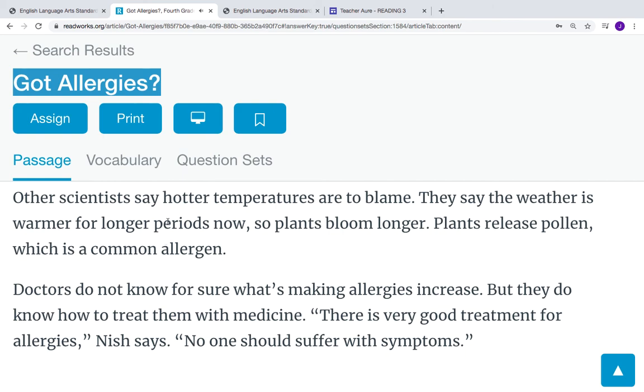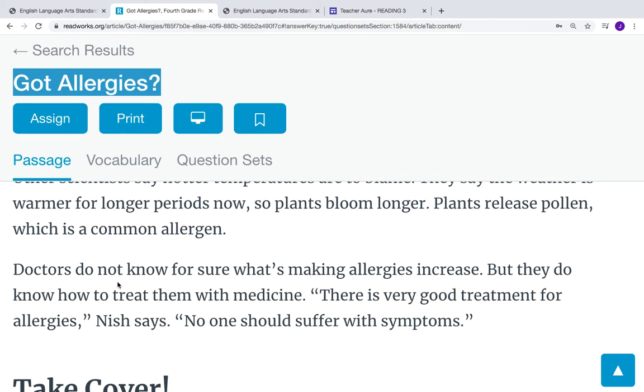So, aside from our immune system not having enough germs to fight, other scientists blame hotter temperatures. With hotter temperatures, the plants are blooming longer, which means they release pollen, and pollen is one of the allergens that most people are allergic to. And so doctors don't know exactly what's causing all these allergies to go up. But now we have medicine to treat them, right? And Nish, the doctor from before, is quoted here again. So this is what Nish says about allergies: even though we have a lot of allergies, we have medicine for it and no one has to suffer.